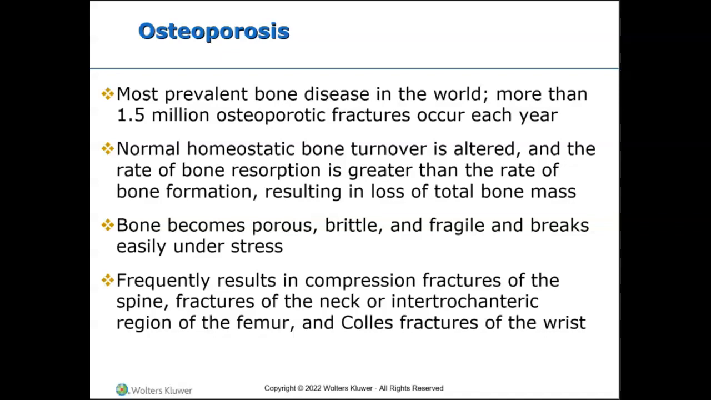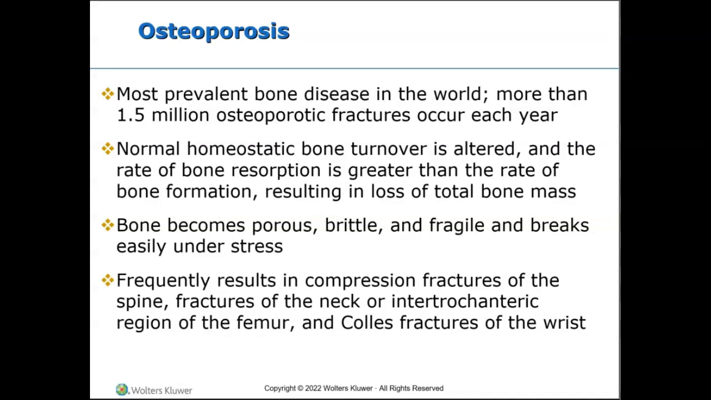It frequently results in compression fractures of the spine, fractures of the neck of the femur, and Colles' fractures in the wrists, right? Again, many people are unaware that they even have osteoporosis until they get a fracture, and then when they go in to get care for that fracture, they find out they in fact have brittle bones, right?